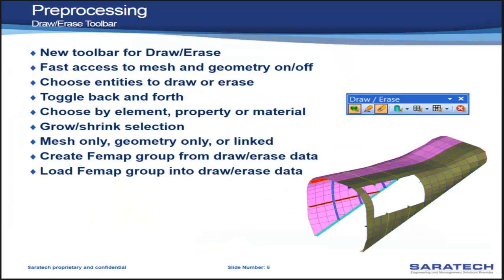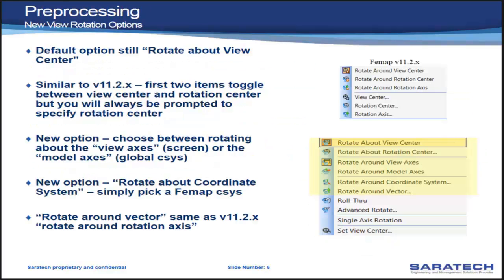Other capabilities also allow you to link the geometry and mesh. So if you want to turn off geometry, all the associated mesh will turn off as well. And you can also go ahead and save what you are viewing into a group and use it for a later time, and even load a group into the draw erase toolbar.